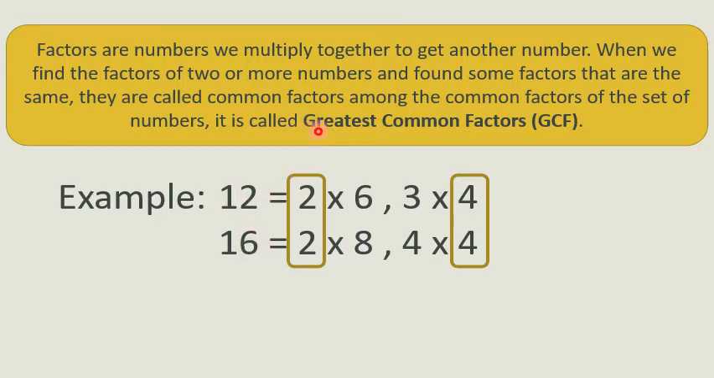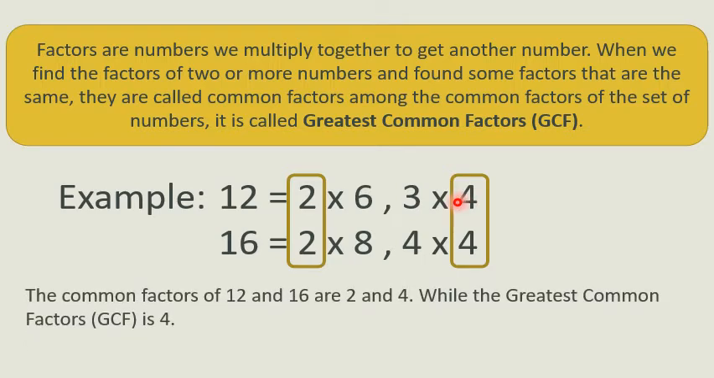So, kung hahanapin natin yung GCF or greatest common factor, hahanapin lang natin, ano ba ang mas malaki? So, yung 2 ba or yung 4? So, di ba yung 4? So, ibig sabihin, ang GCF ng 12 at 16 is 4. Okay?